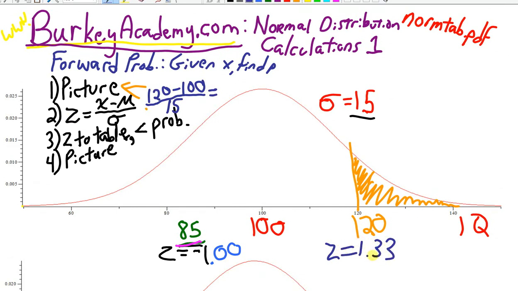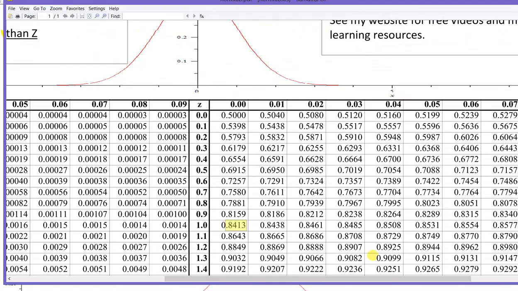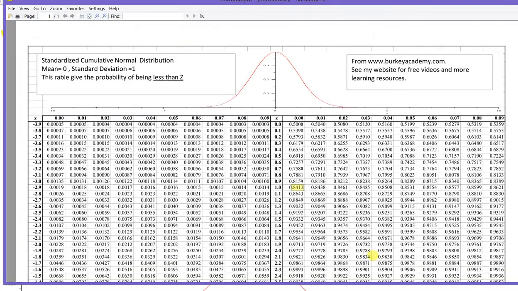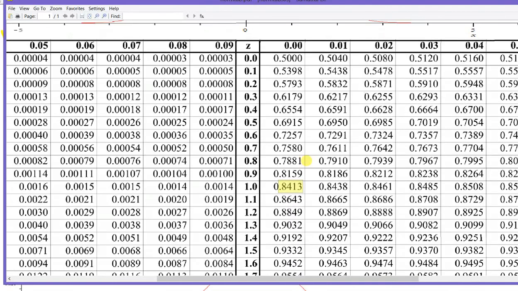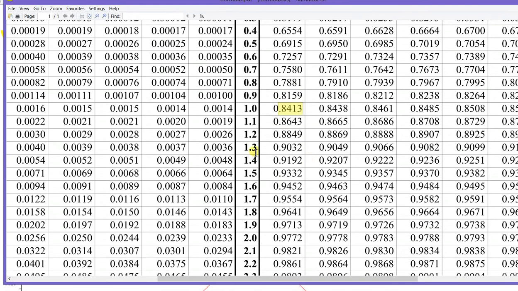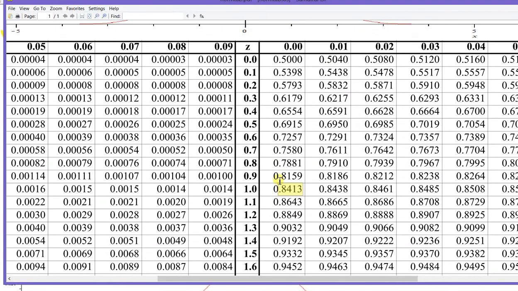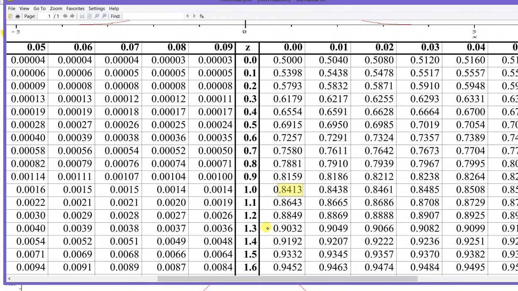Let's go to the table and see what we find. So again, this is a z-score that's positive, so we're going to look on the right side here. And 1.33, here's the whole number and the first decimal, 1.3. Let me bring this down so you can see the column headings. 1.30, 1.31, 1.32, 1.33, 0.9082. So let's take that 0.9082 back to the picture.